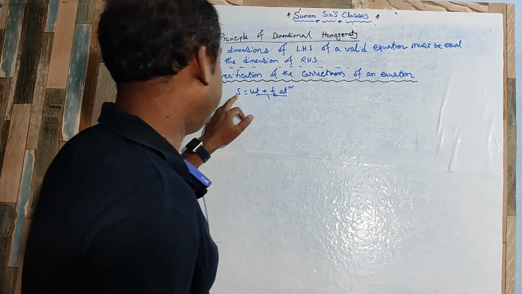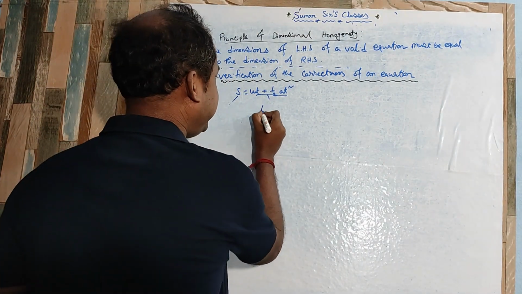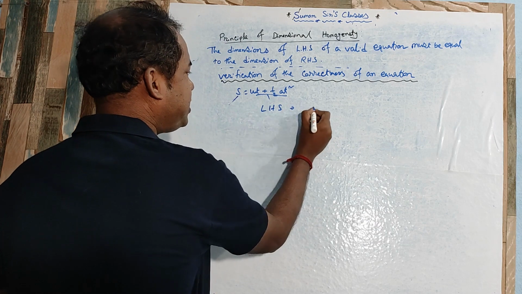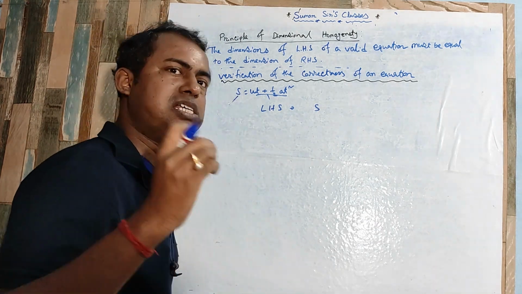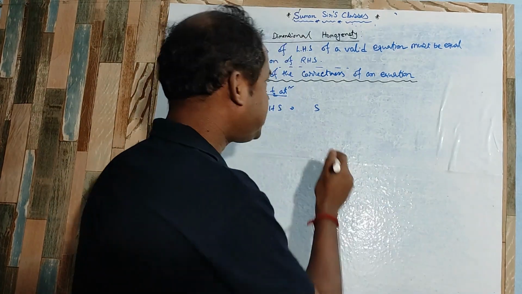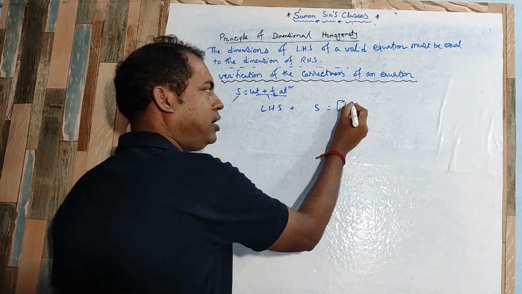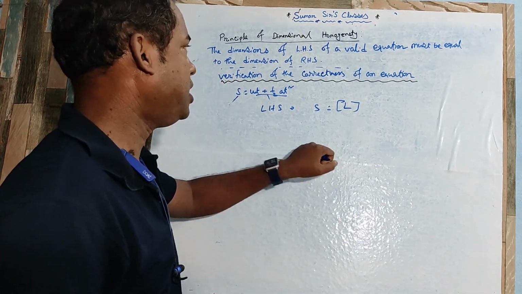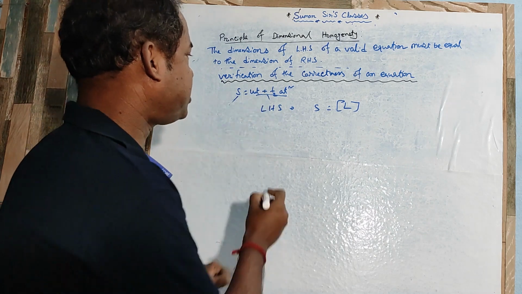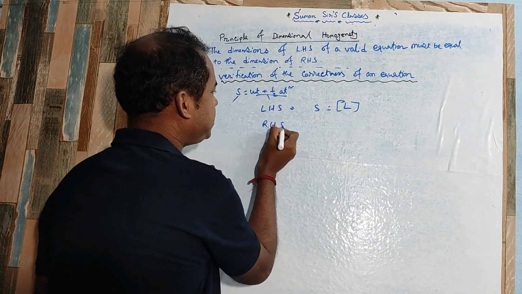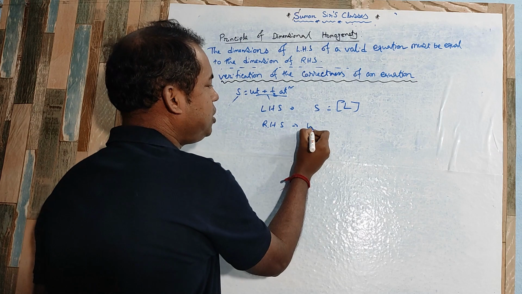Just check it out. Left hand side, LHS. What is S? S is the displacement of a body. Displacement is specified with L, obviously written in square brackets. After that, we come to the right hand side. The first term on the right hand side is ut.